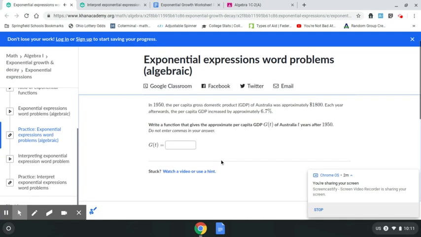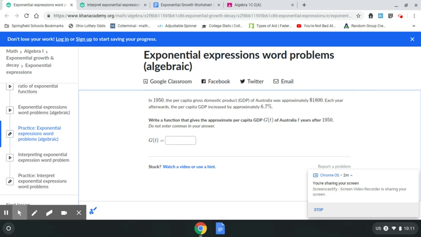In 1950, the per capita gross domestic product, GDP, of Australia was approximately $1,800. Each year afterwards, the per capita GDP increased by approximately 6.7%. So since this one is increasing by 6.7%, this is a percent increase problem. 100% plus 6.7% is 106.7%. As a decimal, that's 1.067.